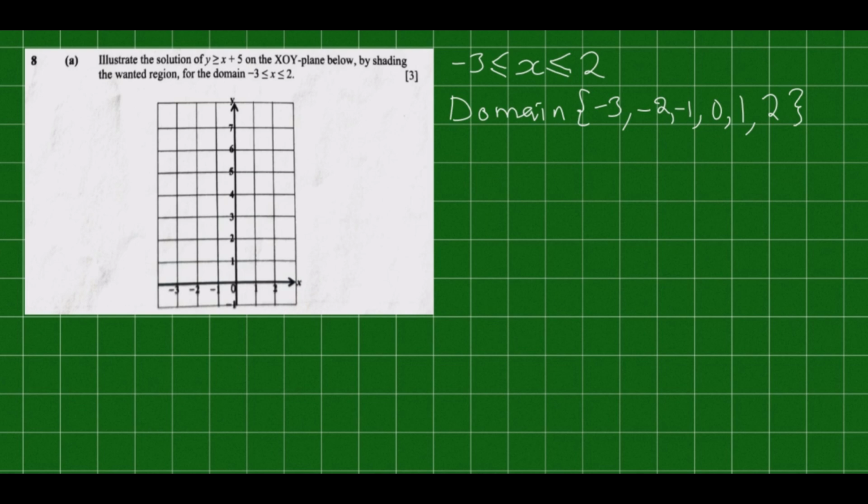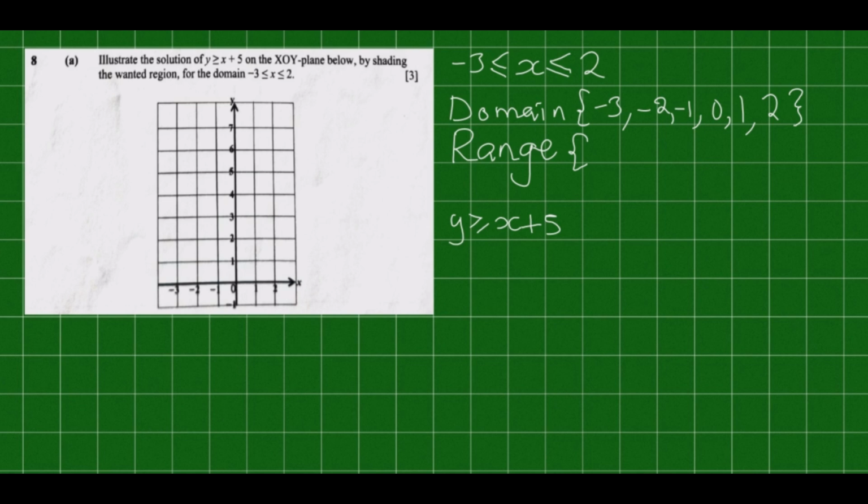Okay, so now we should look for the range. Since we are given the domain, we should look for the range. For us to find the range, we're going to use the expression which is given: y is greater than or equal to x plus 5. That expression, that function, will help us to find the range. So I can write this here: y is greater than or equal to x plus 5.